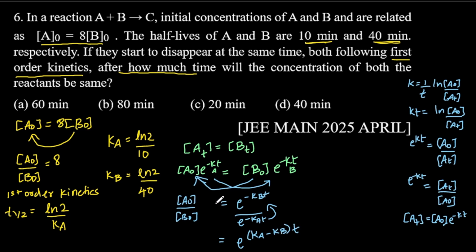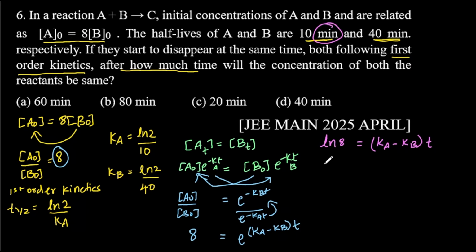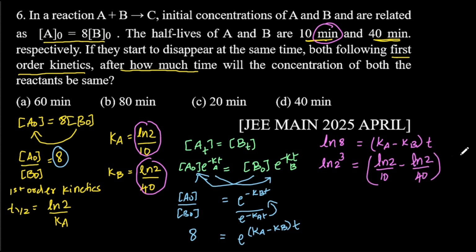Now if you see the left hand side, it is concentration of A naught divided by concentration of B naught. Already in the question itself it is given as 8. So 8 equals e power (kA minus kB)t. Now we have to take this e power to the right hand side, so taking natural logarithm on both sides, the left hand side will become ln 8 equal to (kA minus kB) into t. So ln 8 we can write as ln of 2 cube, equal to, in the right hand side we are having kA. kA value we have already found as ln 2 divided by 10, minus kB value we have found as ln 2 divided by 40, into time.